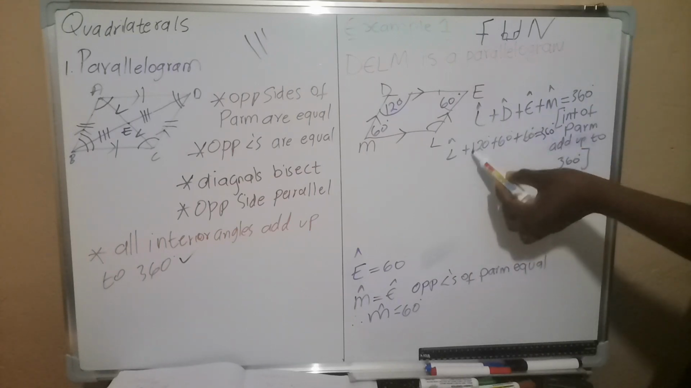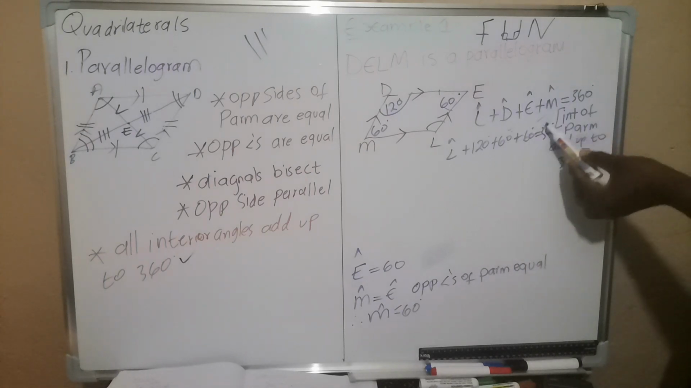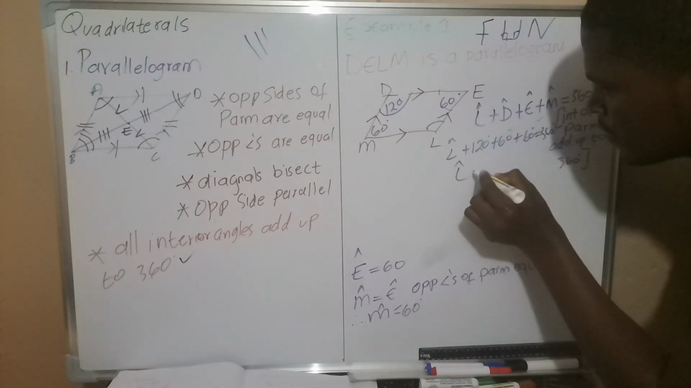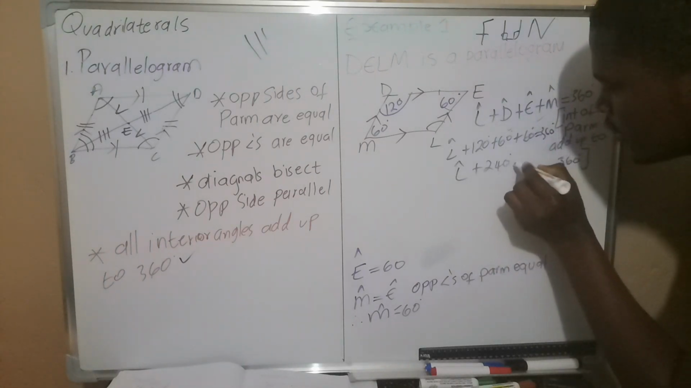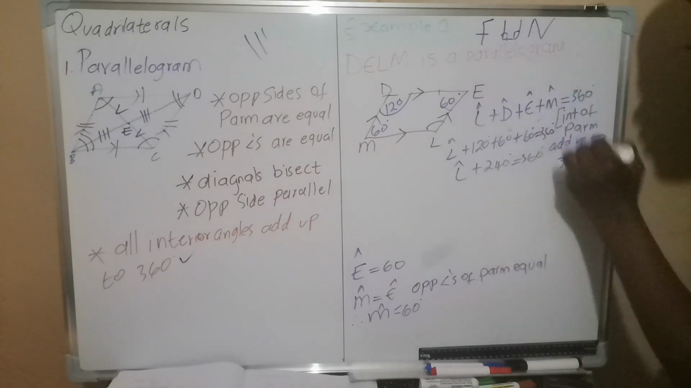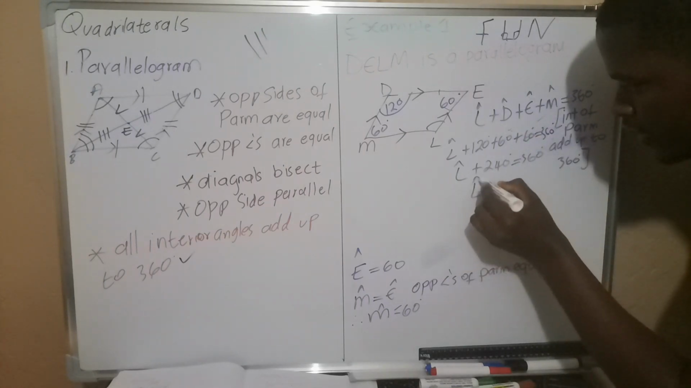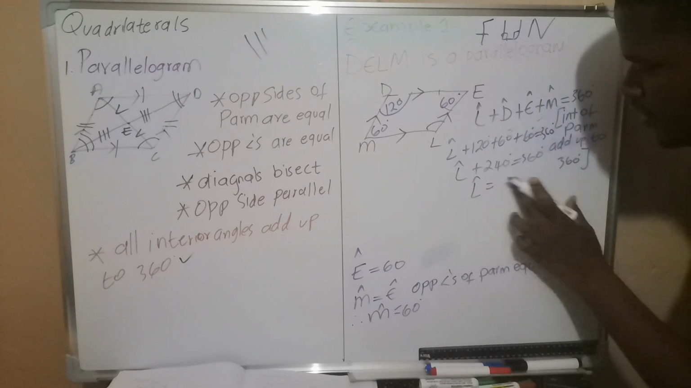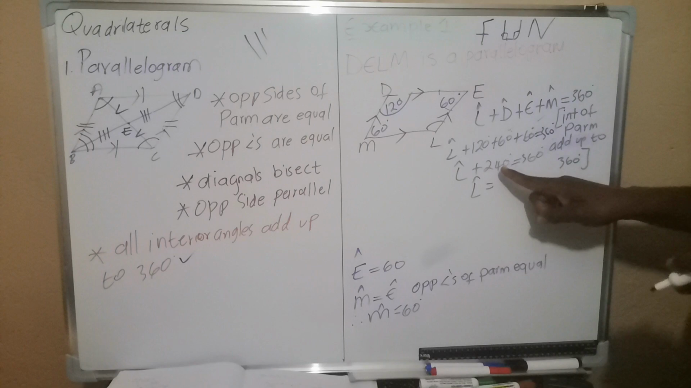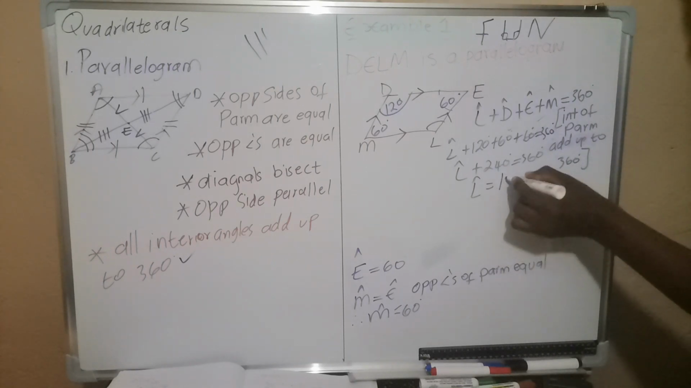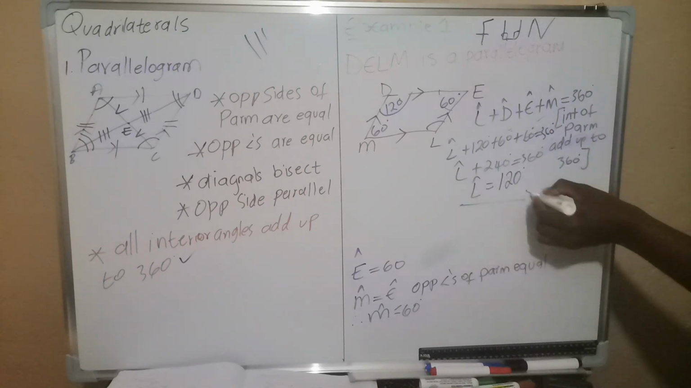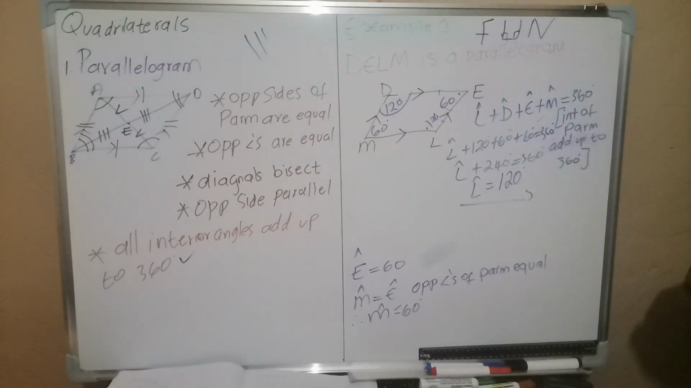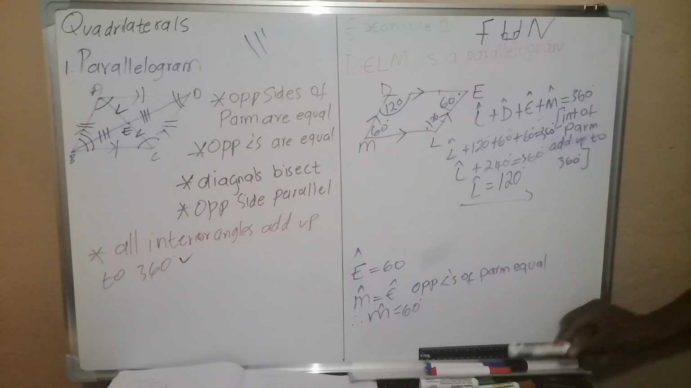120 plus 120 more, and 60 plus 60 is 120. Then 120 plus 120 again is 240. Therefore angle L plus 240 equals 360. Then I transpose this to the right again. Therefore angle L is equal to 360 minus 240, so it's going to be 120 degrees. That's my angle L, 120 degrees. Then you are done with number A.